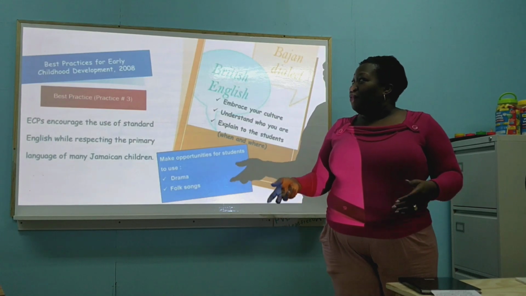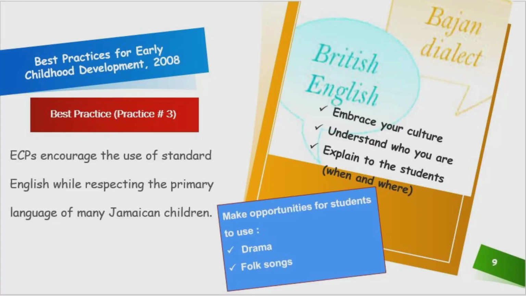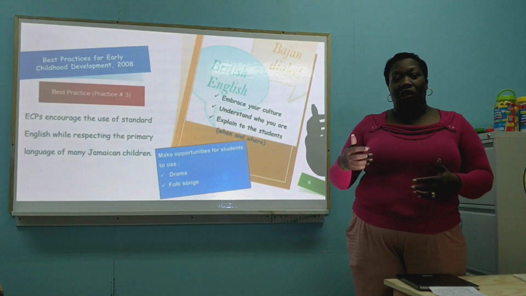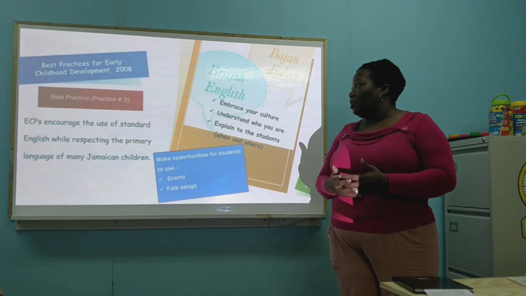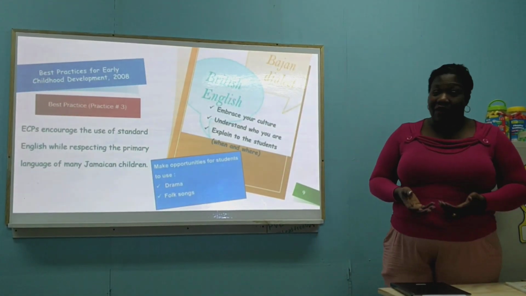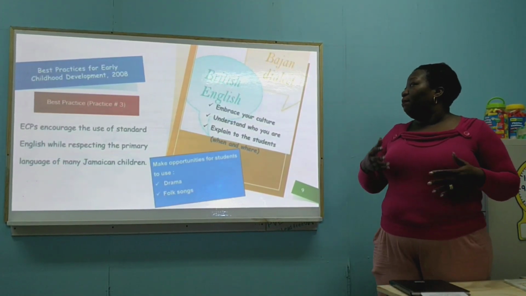The Best Practices for Early Childhood Development 2008, best practice number 3, says early childhood practitioners should encourage the use of standard English while respecting the primary language of many Jamaican children. Obviously, we're not Jamaican, but we're using a document that was done in Jamaica, hence the reference to Jamaican children. In any case, we have our own dialect. And the whole thing is for us to embrace our culture.